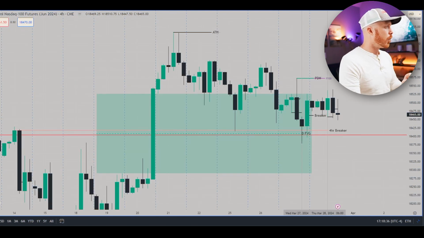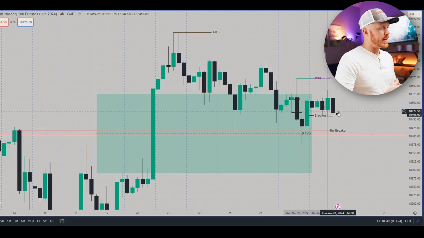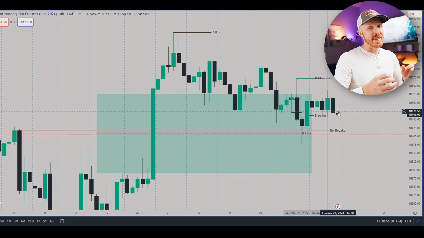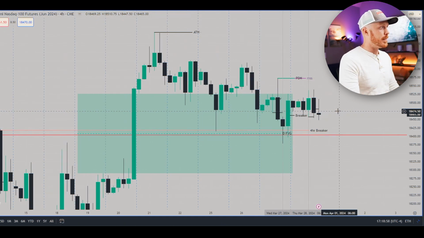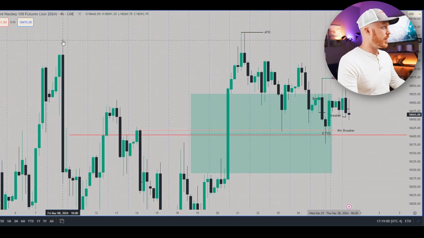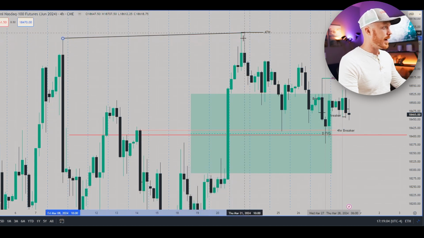Here we are on the 4-hour time frame, and as you can see right here we have all-time highs. And since we hit the all-time high on the NASDAQ, we started doing this retracement on the 4-hour. When we look at price action and where we're going to go, you typically will see price run for external liquidity and then go for internal liquidity. What I mean by that is if we look right here, this is our external liquidity grab. We grabbed liquidity through the all-time highs.